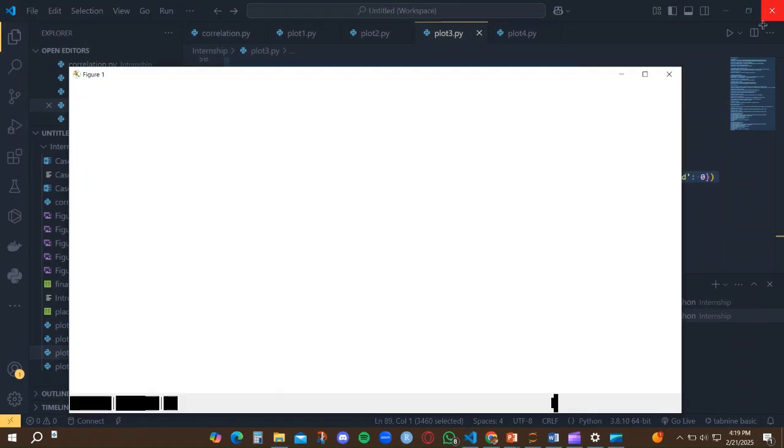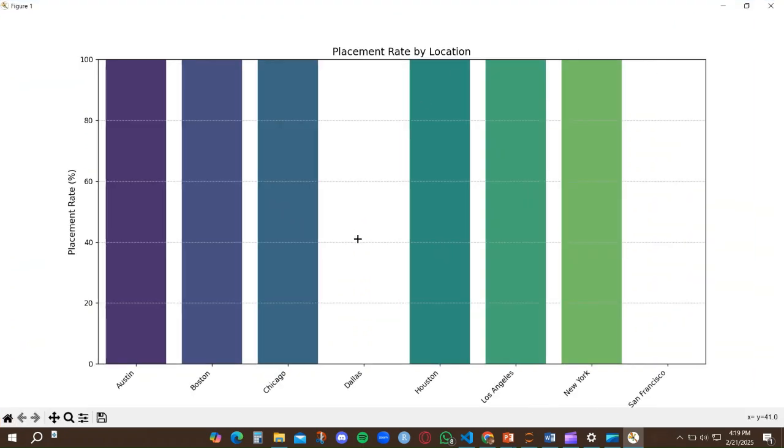The next is the placement rate by location. We see Austin, Boston, Chicago, Houston, Los Angeles, and New York have a 100% placement rate. This includes high demand, the skills are required in these locations, and the placement rates are very high in these locations. However, we see in Dallas and San Francisco there is a 0% placement rate. This indicates either the demand is less or these locations have less opportunities, or it could be seasonal, various factors.